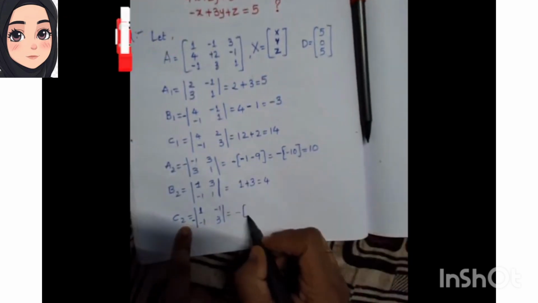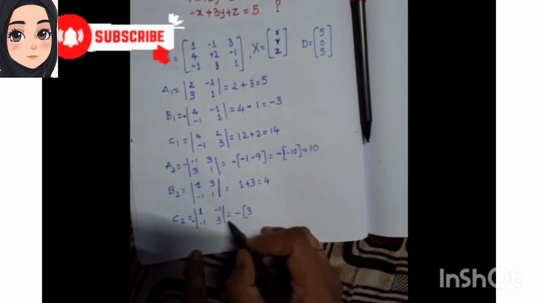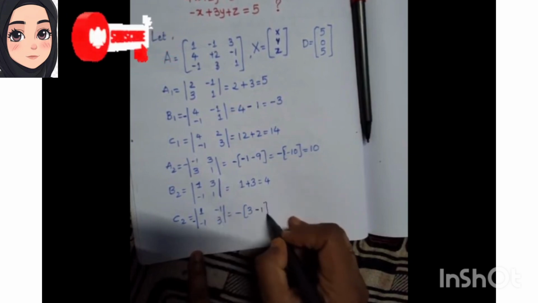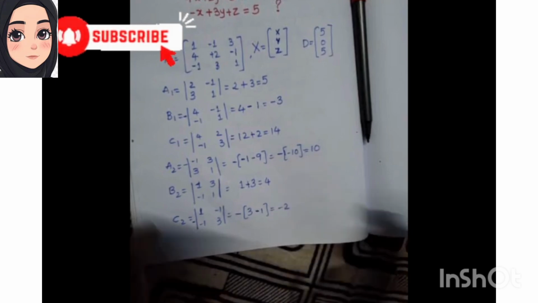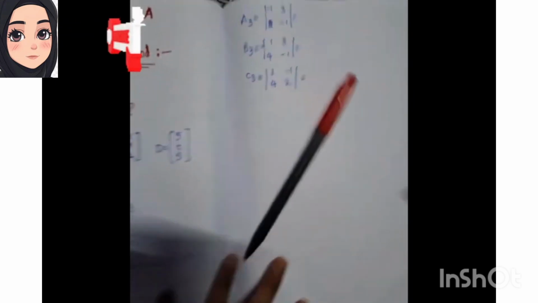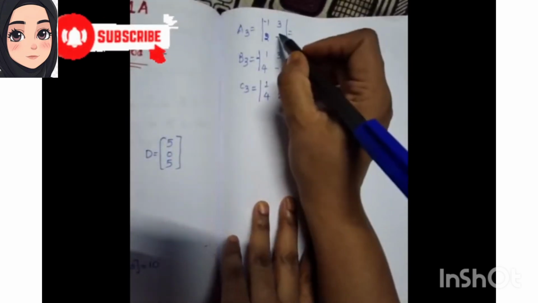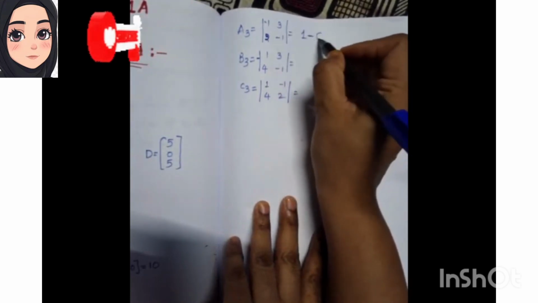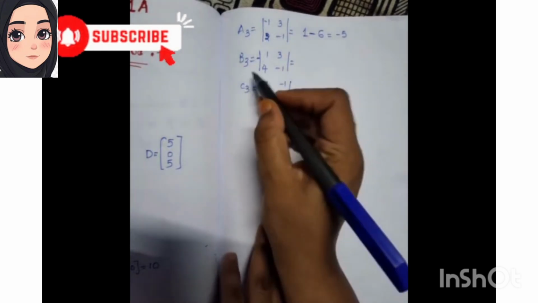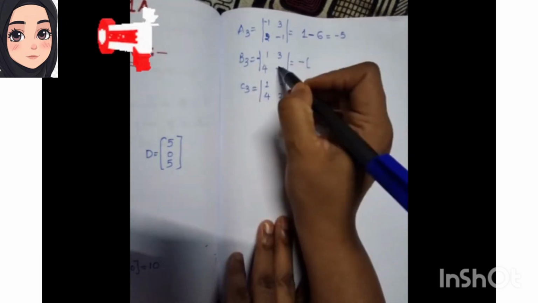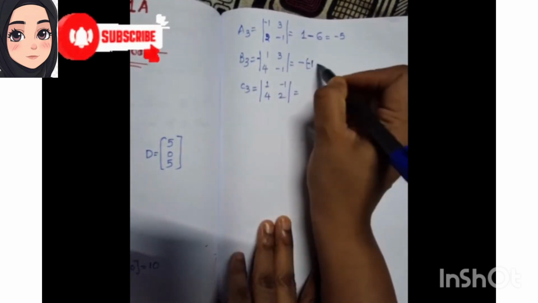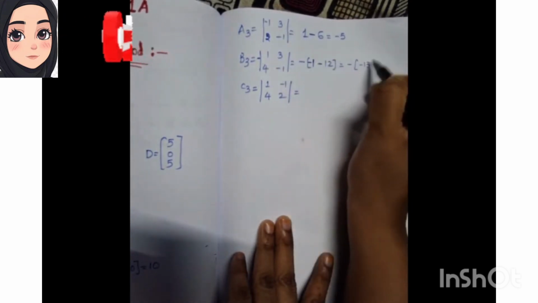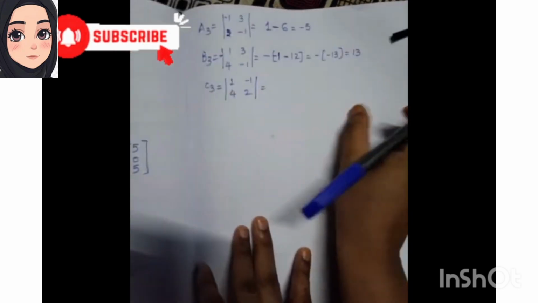Okay, now A3 B3 C3, how much is there? Minus minus plus 1, 2 3s are 6, minus is there, 2 3s are 6, minus 5. B3 means minus is there, 1 into minus 1 means minus 1, minus 4 3s are 12, is equal to minus of minus 13 is plus 13. Okay, now 1 2s are 2, minus of 4 ones are 4, 4 into minus 1 means minus 4, minus 4, this one is 2 plus 4 is 6.